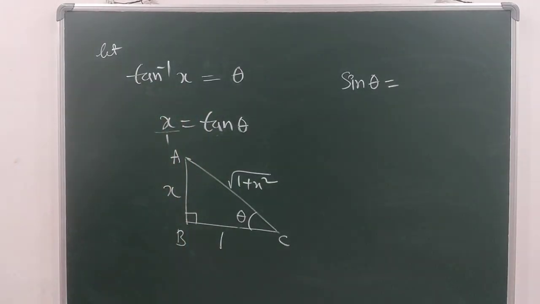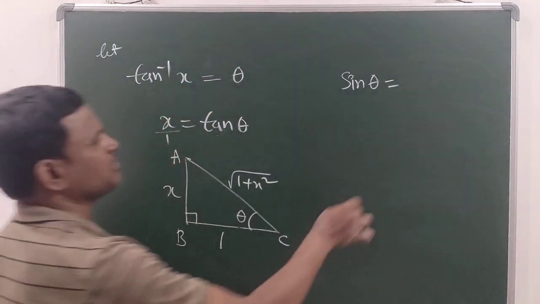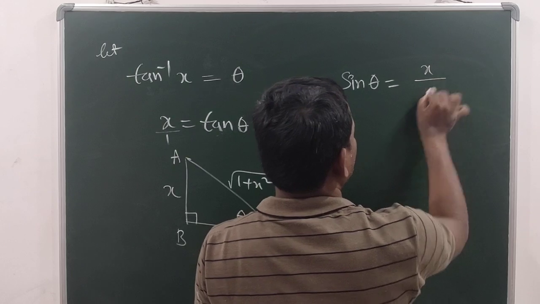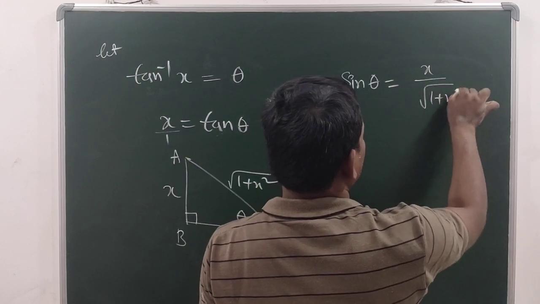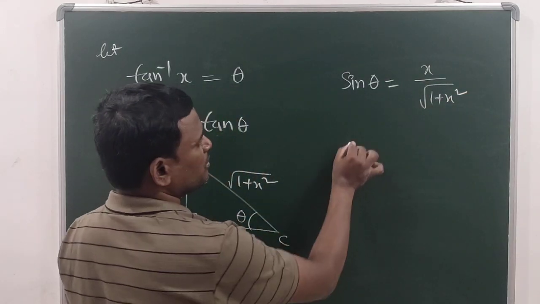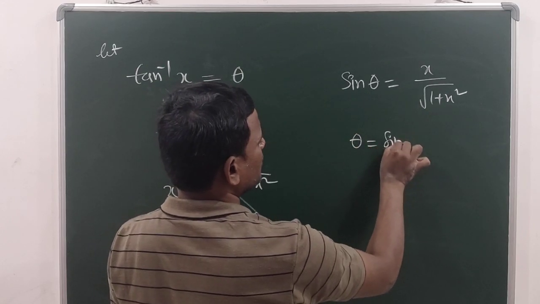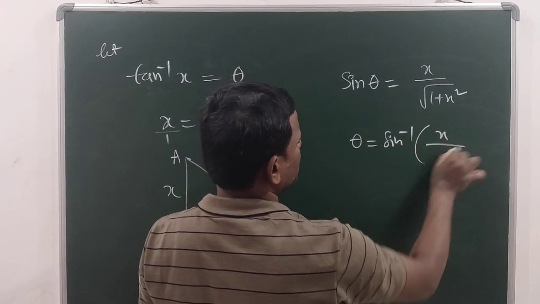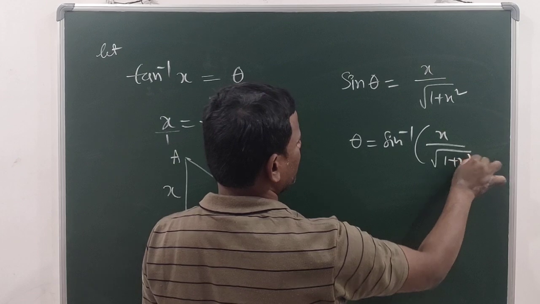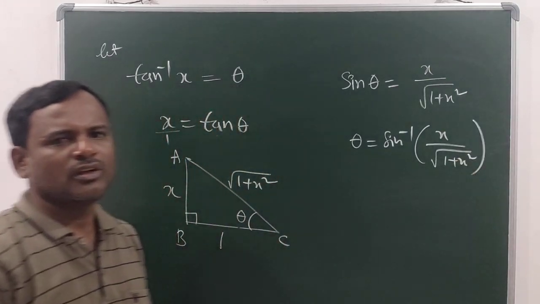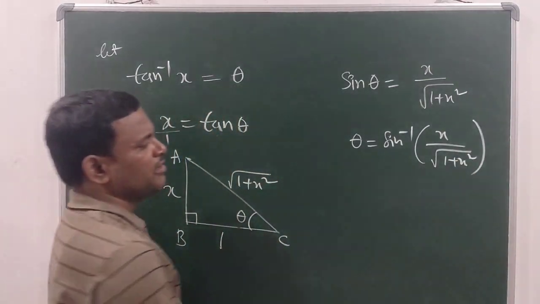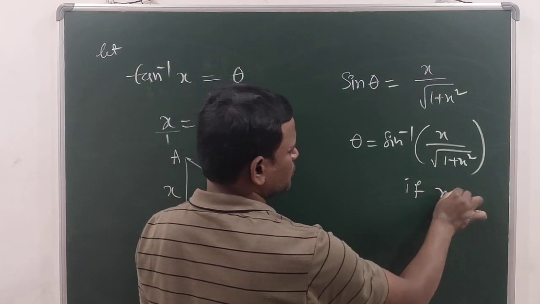Now sin theta is equal to opposite by hypotenuse. So here what do you get? x by root of 1 plus x square. So now theta is equal to sin inverse of x by root of 1 plus x square you will get. Okay, so here x is positive only.